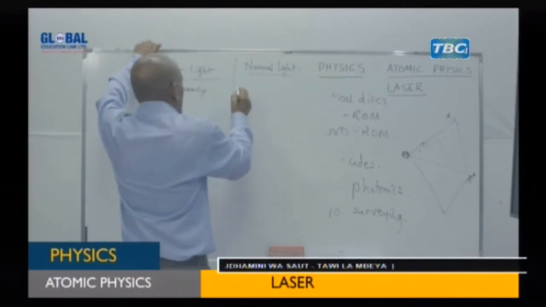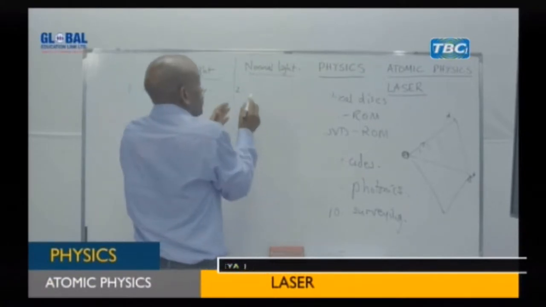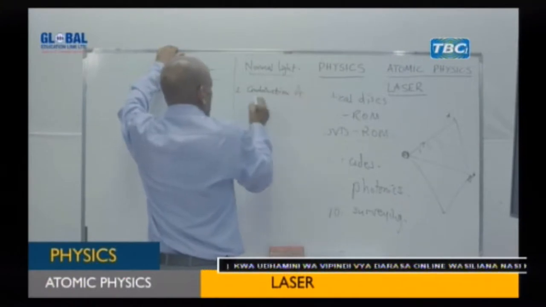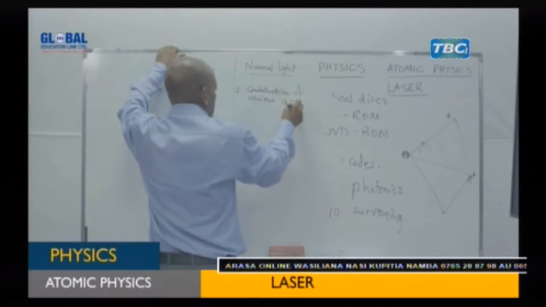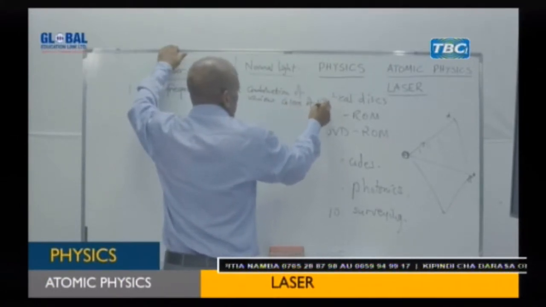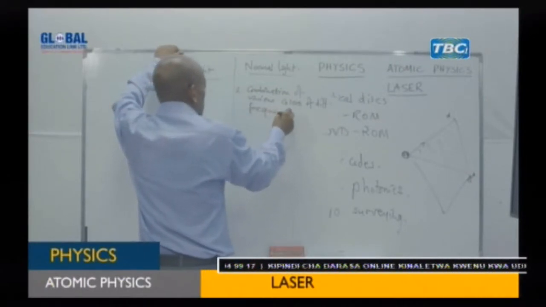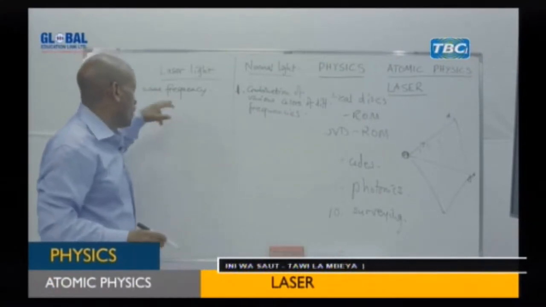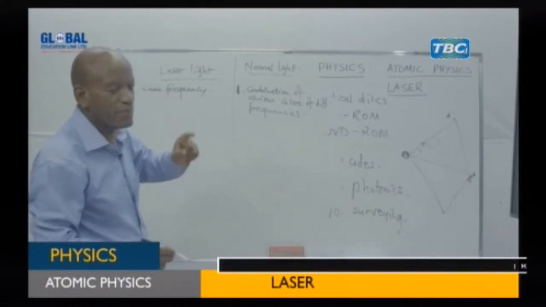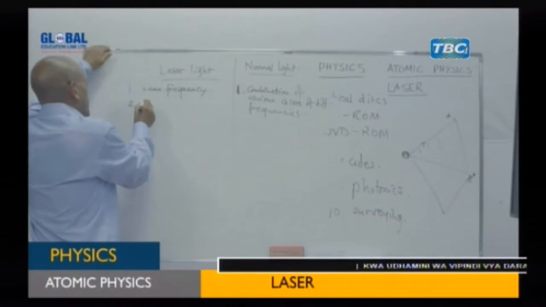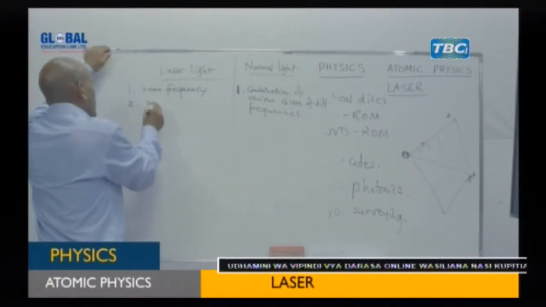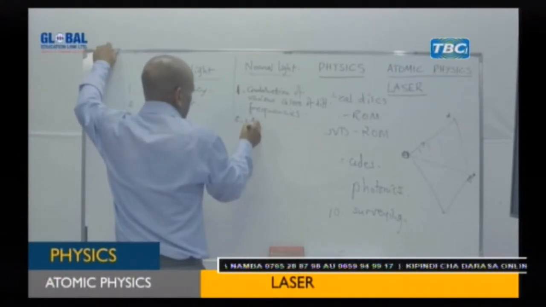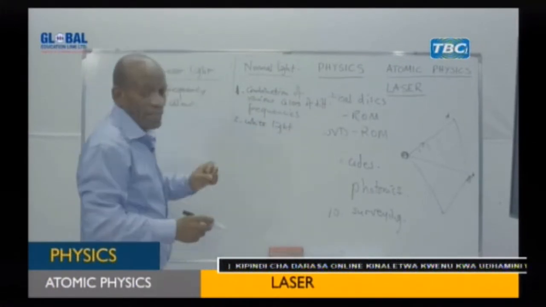So the normal light is a combination of various colors of different frequencies. And if a light is of the same frequency, it should be unique. It means that it should be of the same color. So the laser light should have the same color, while the normal light is a white light.